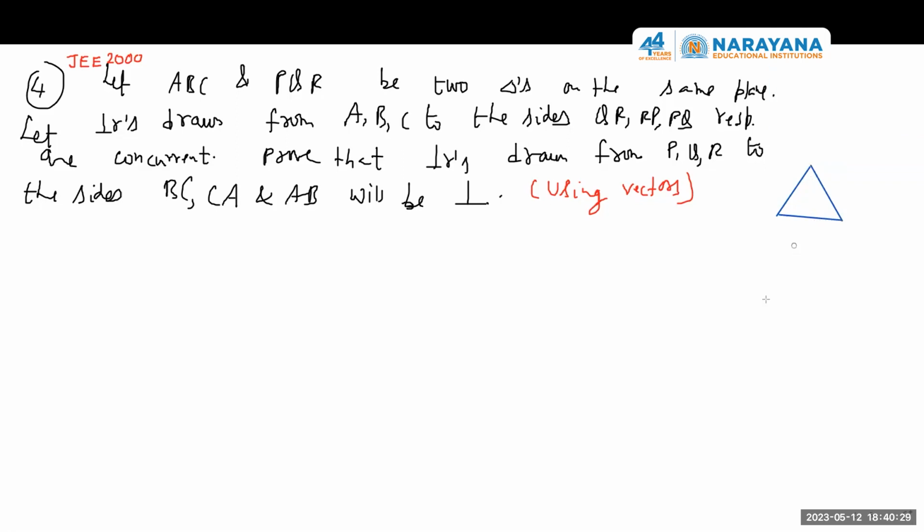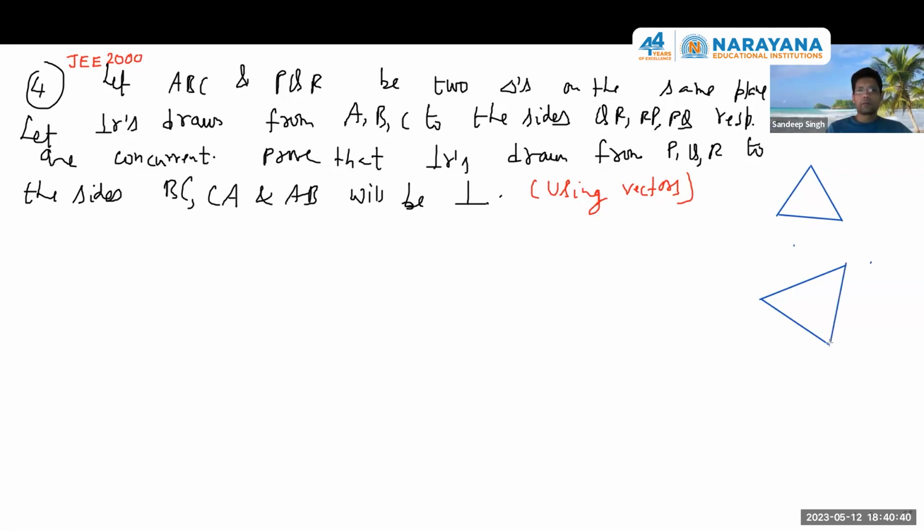Sir, in the question you gave that perpendiculars from PQR to the sides BC, CA, AB must be perpendicular. No. You have to show that. If the first condition is satisfied, then you have to prove that the perpendiculars from PQR to these sides will be concurrent. That is what you have to prove. You have not understood the question. So first I will try to make you understand the question.